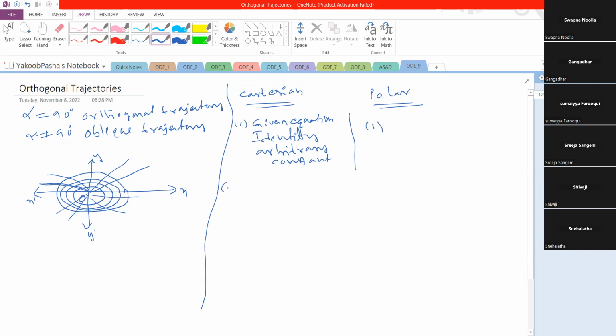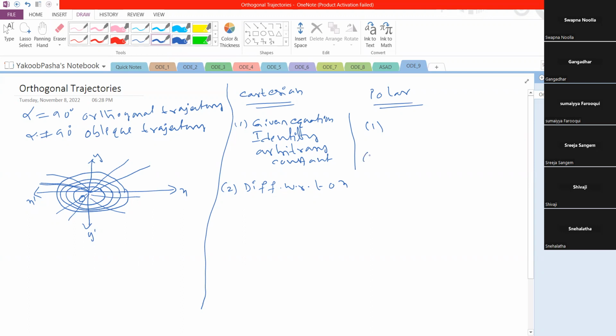In step 2, differentiate the given equation. Sir? Yes. Differentiate with respect to x. Voice break out, sir. Now voice break out. Yes. No, sir, it's clear, sir. Okay.